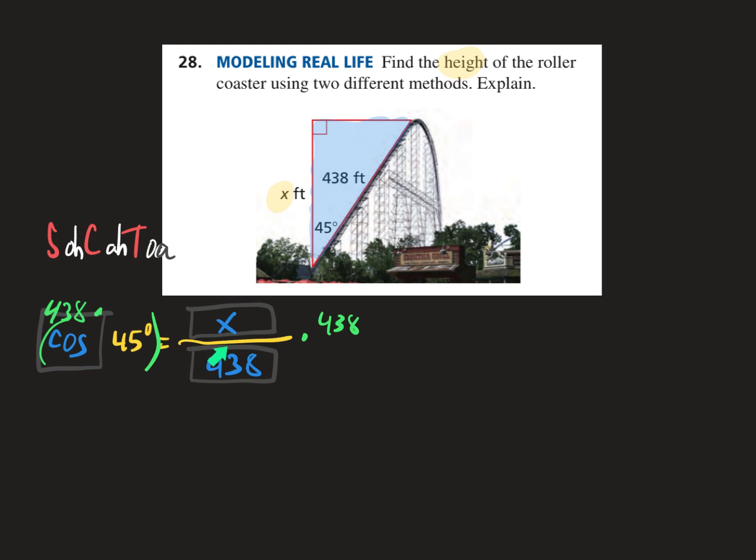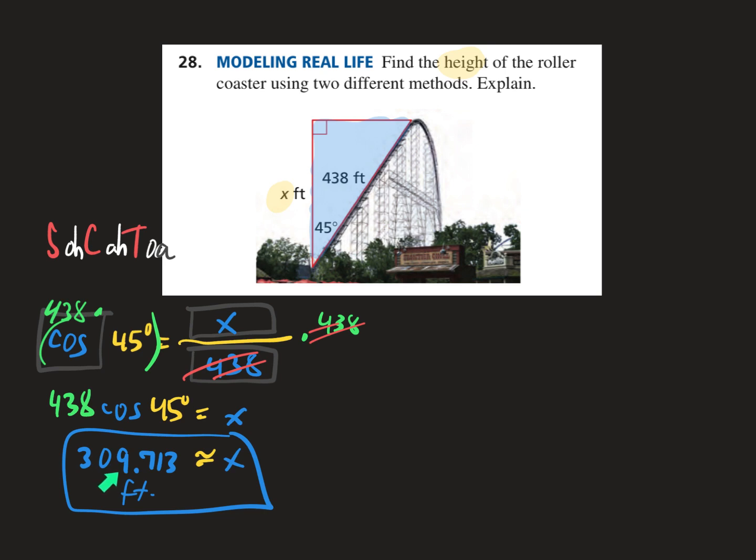Isolating x, we'll get rid of divide by 438 by multiplying by 438. And we'll do that to both sides. So x is exactly equal to 438 times cosine of 45 degrees, which is approximately 309.713 feet. Looking at the picture, this certainly seems reasonable.